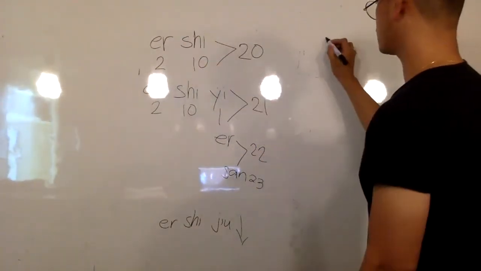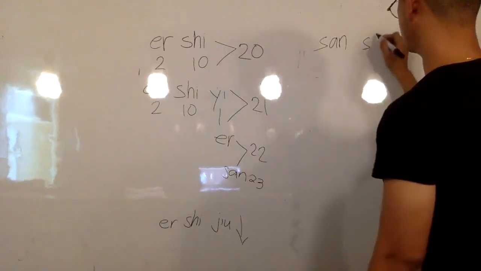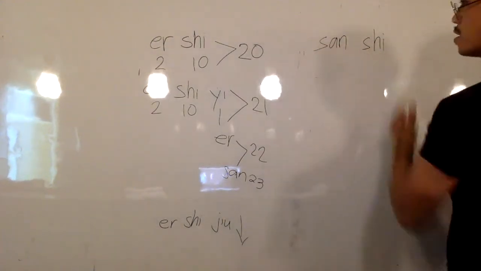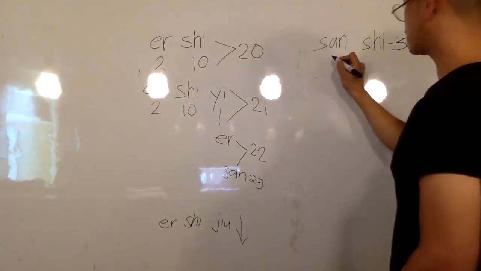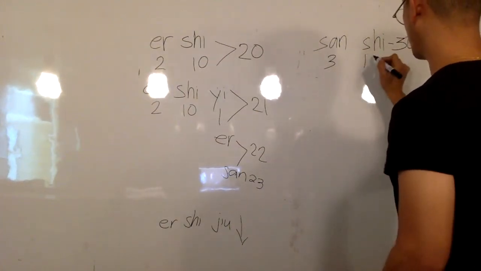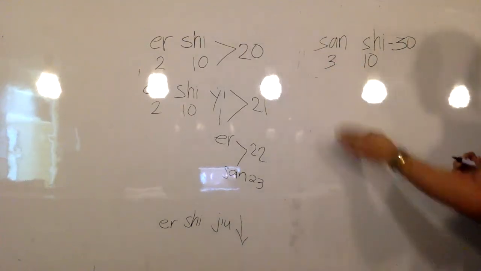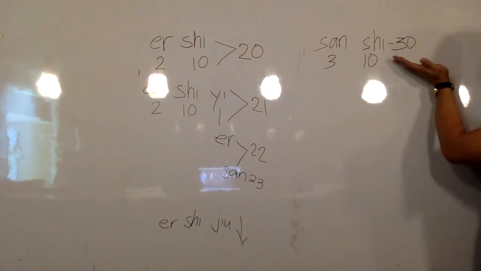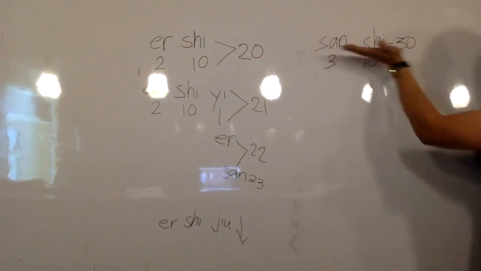Three in Mandarin is sān. So sān shí. This is 30. Sān is 3 and shí is 10, which literally means three-ten, 30. That is 30, sān shí.